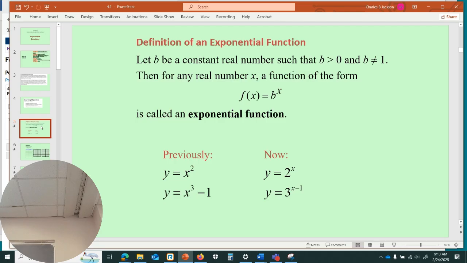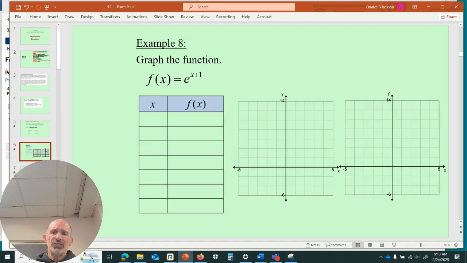Yes, exactly. Now the variable is in the exponent. Before, the variable was in the base. So that's the whole difference there between exponential and, say, a power function like x squared or polynomial function. So graph the function f of x equals e to the x plus 1.